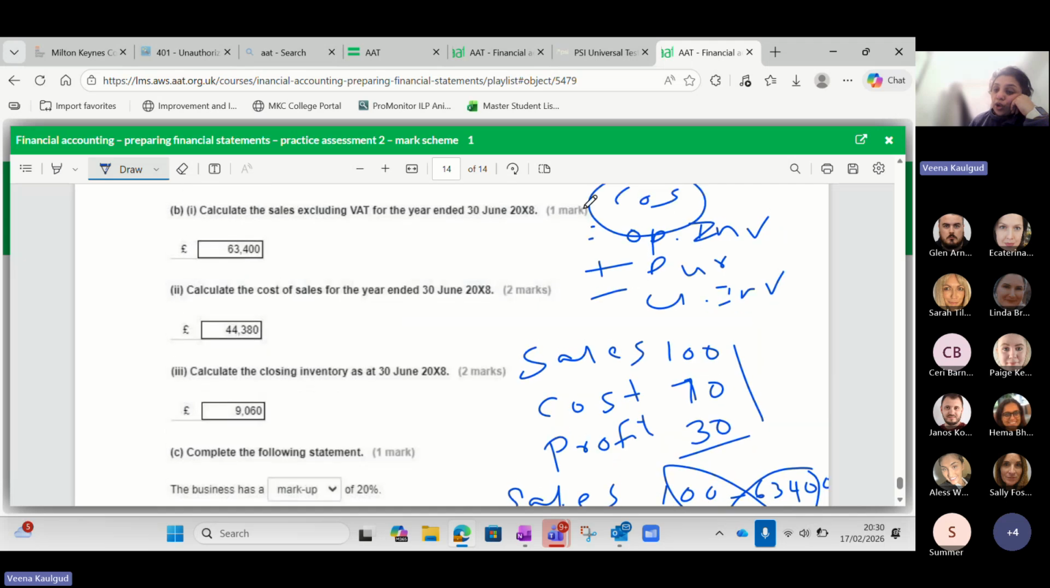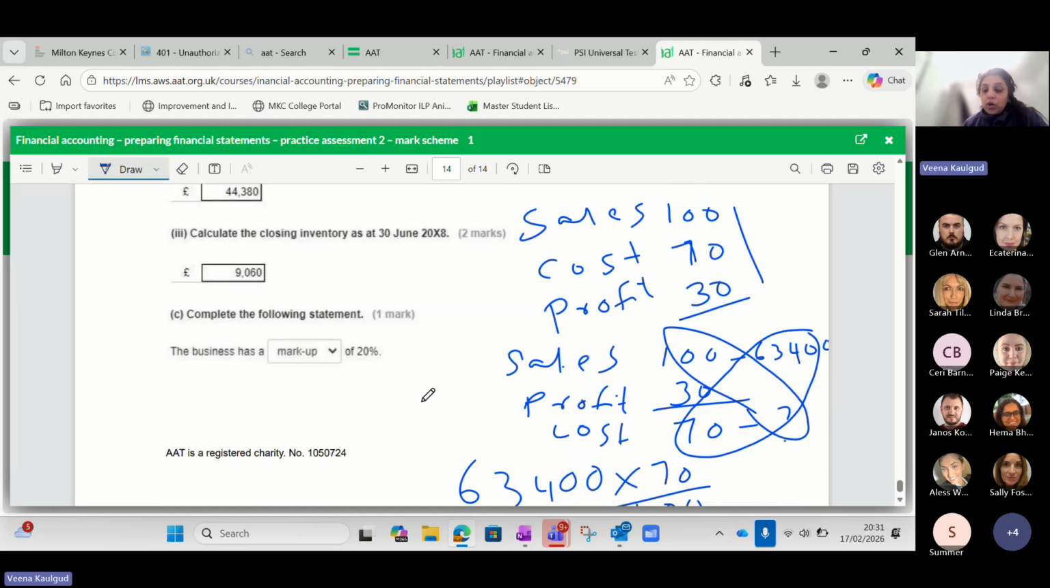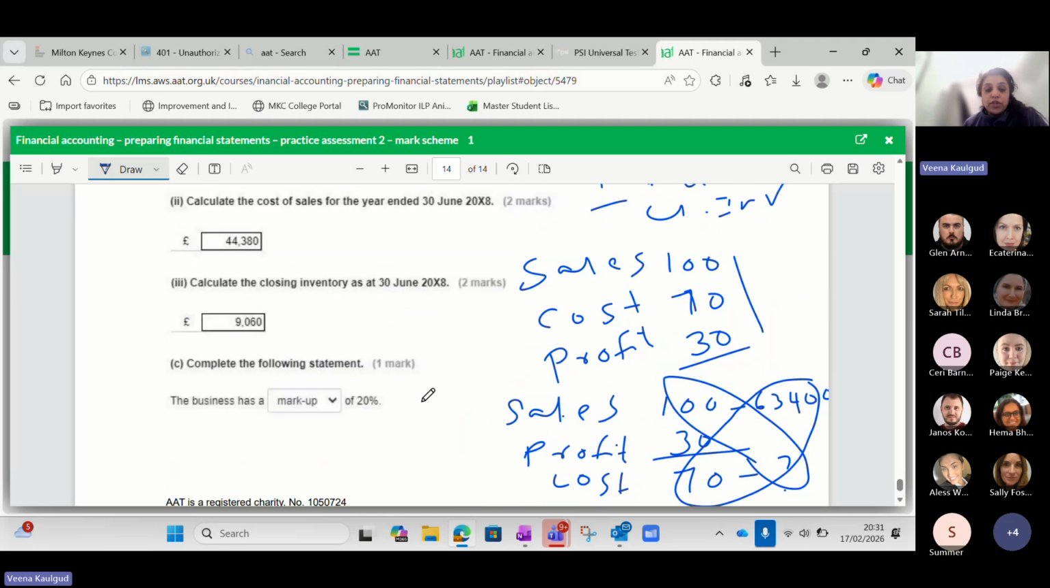Now you have to substitute the values in the formula to get the closing inventory. So I now know the cost of sales. I know the opening inventory. I know the purchases. Just find out the closing inventory. That will give you this 9,060. So if I were to write cost of sales, my cost of sales was 44,380.